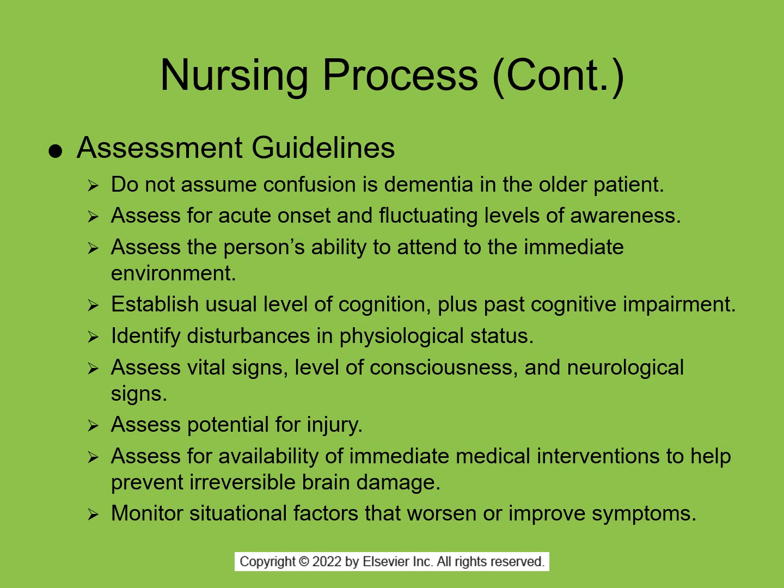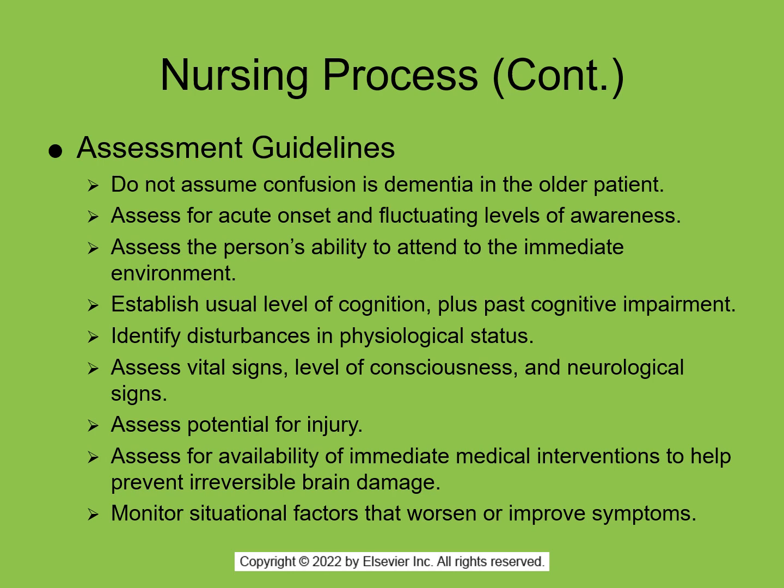When we're assessing clients, do not assume confusion is dementia in the older client. Just because a client comes in confused and disoriented, it may not be dementia. Rather, it could be common things that we see a lot, like a urinary tract infection. We want to look at any fluctuation with this acute onset, whether the client can tend to their own immediate environmental needs, or establish whether there is a disturbance in their cognition, looking at their physiological status. Is it due to their diabetes or the UTIs I mentioned?